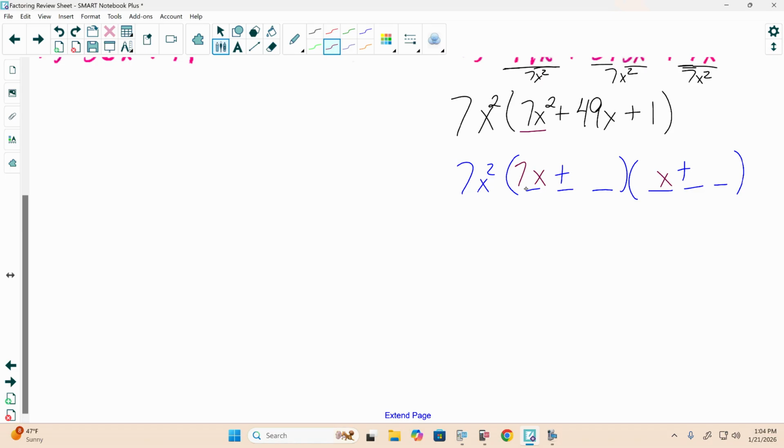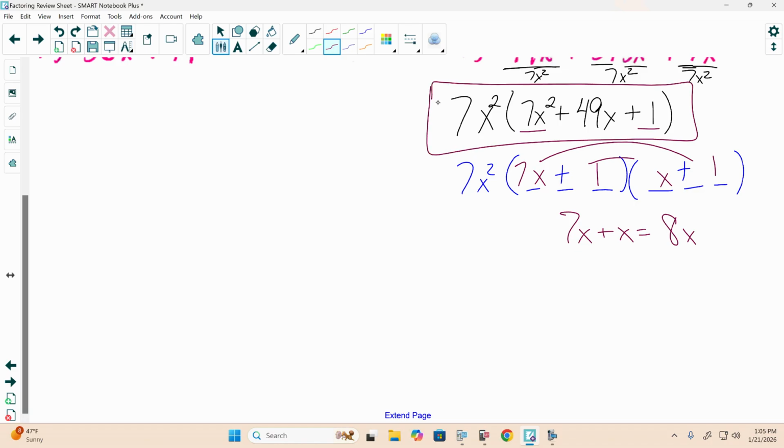Factors of the third term, factors of 1 are 1 and 1. 7x times 1 is 7x. 1 times x is positive x. And 7x plus x is 8x. That is not the middle term we wanted. However, flipping the 1's isn't going to change anything, and I don't have any other factors with 1. So I'd have to look at other factors with our 7x and x. There aren't any. So that's actually as far as it goes.